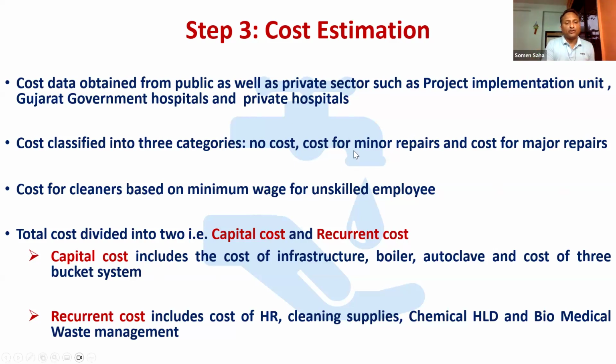Okay. Similarly, for cleaners, we took the minimum wages for unskilled employees, using the Government of India and Government of Assam's minimum wage norms for unskilled employees. We assessed how much it would cost if we had to engage cleaners. The cost obtained, much like in case 2 that we have all heard, we have bifurcated into 2 parts: capital cost and recurrent cost. Capital cost includes cost of infrastructure, boiler, autoclave equipment. Recurrent cost includes cost of HR, cleaning supplies, chemical HLD, and biomedical waste management practices.